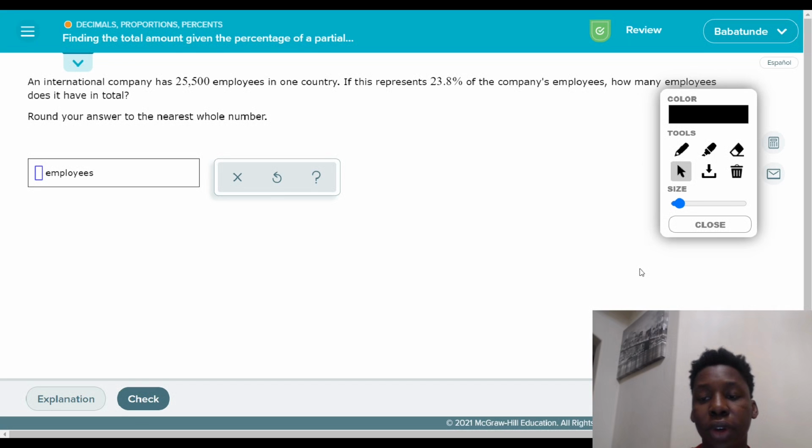My first step whenever I'm solving this type of question is to understand what I'm working with first. I want to read through the question sentence by sentence, so I understand what I'm actually facing. So let's look at this question.